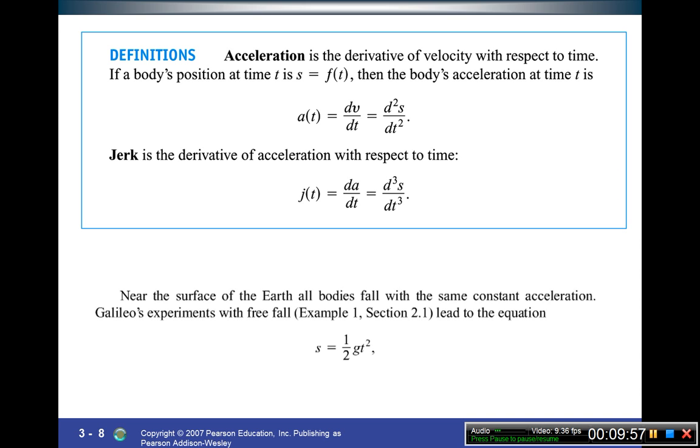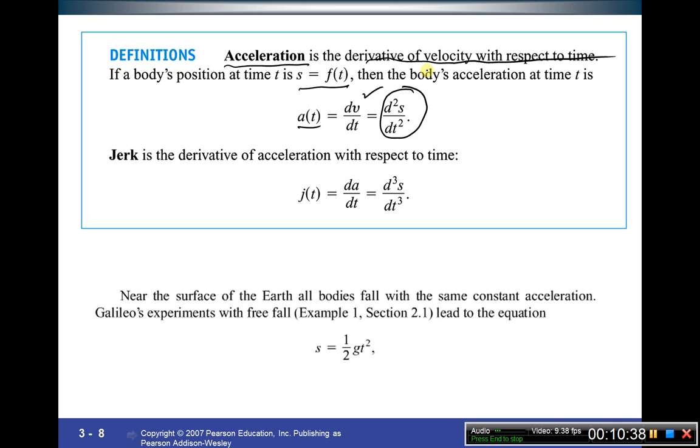Now, when you're going along in a car at a certain speed, if you need to speed up, you do what we call acceleration. In fact, you hit the accelerator and increase your speed. And so we define the acceleration as the derivative of the velocity with respect to time. So if a body's position is s equal f of t, then the acceleration is dv dt, which is the second derivative of the position with respect to time.